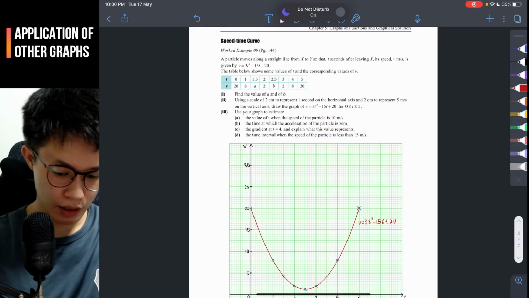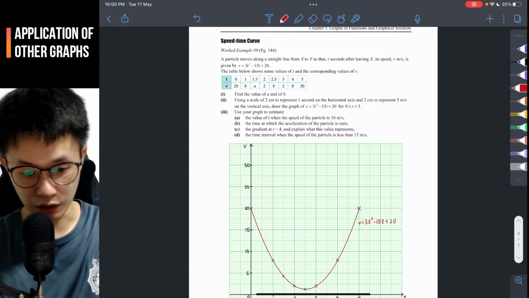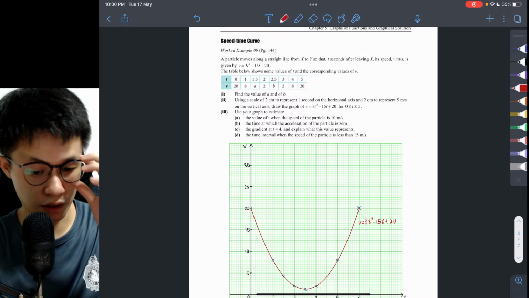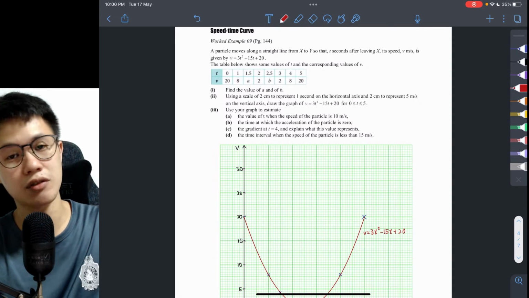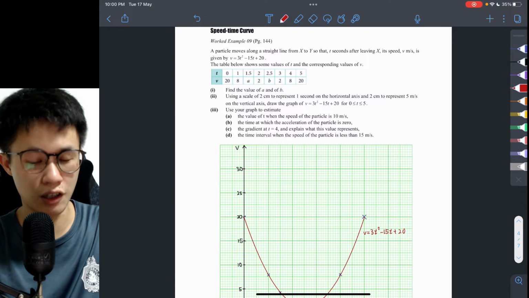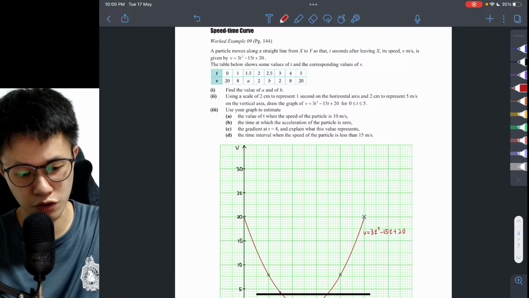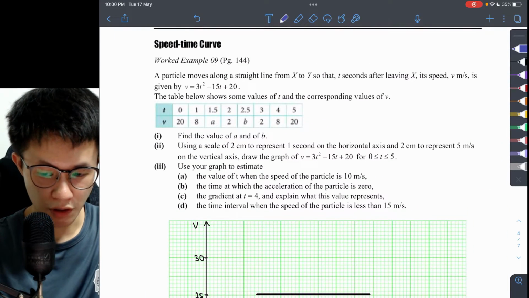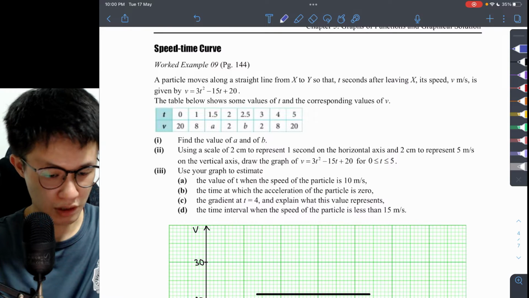Okay, we are at another kind, which is the speed time curve. So instead of having a graph like earlier, we're going to look at a speed time curve, and it's a very standard curve question, a function question where you draw. So the first step you have here is to find the values based on this whole question.